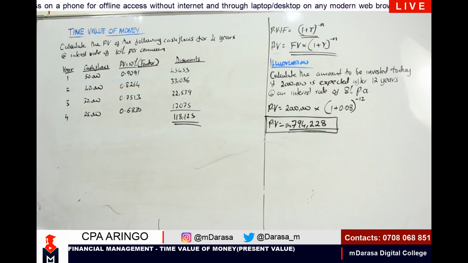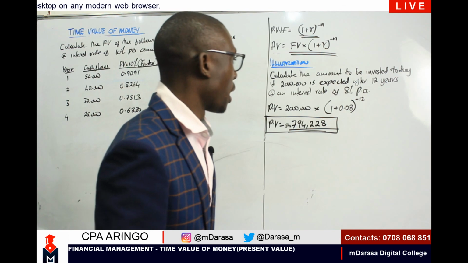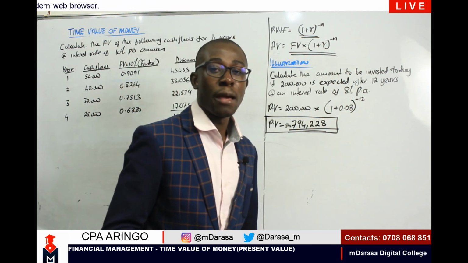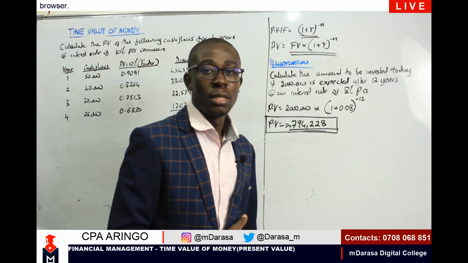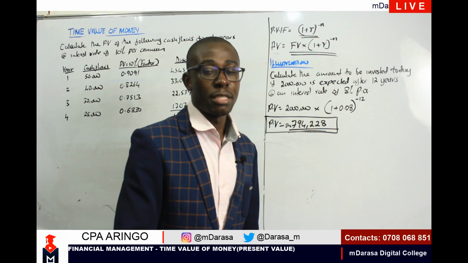Calculate the amount to be invested today if 2 million is expected after 12 years at an interest rate of 8%. So, in our next class, we are going to talk of, in the event that I am given interest which is paid semi-annually, what will you be expected to do?